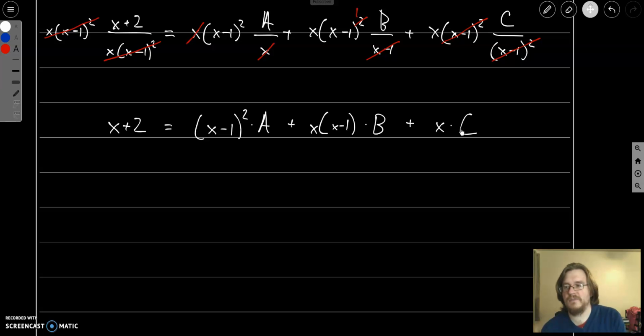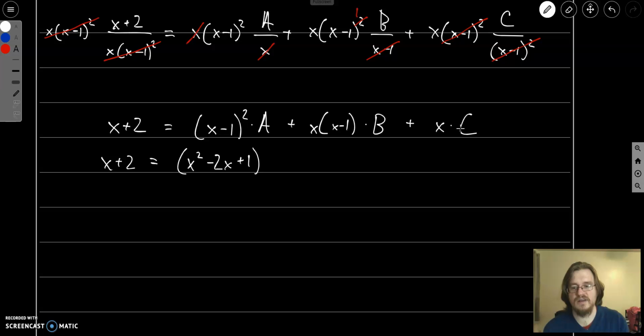Next order of business, let's expand everything here. So we have x plus 2, x minus 1 squared. If I write this out, this will be x squared minus 2x plus 1. This was just foiling this out and simplifying this, times a. Let's distribute this x inside of here. So this will be x squared minus x times b plus, well, c times x. That's as simple as I can get that.